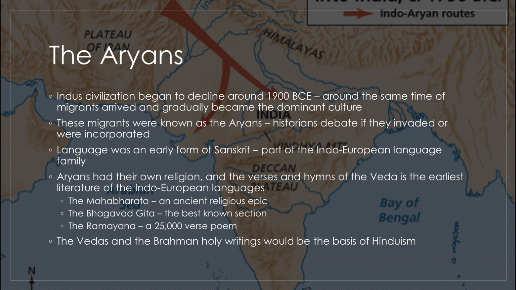When the Aryans arrived, they also came with their own religion. And the verses and hymns that they used for their religious practices were known as the Veda. It is one of the earliest literature forms in Indo-European languages. Some of the writings of the Vedas include the Mahabharata, which is an ancient religious epic, the Bhagavad Gita, which is one of the best-known sections of the Mahabharata, and the Ramayana, which is a 25,000-verse poem. The Vedas and the Brahman holy writings would later be the basis for Hinduism.